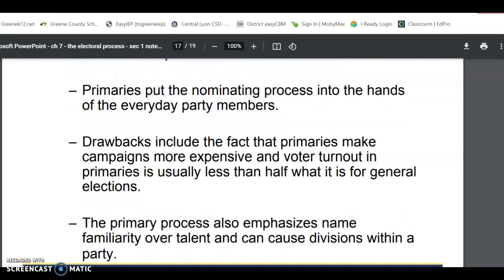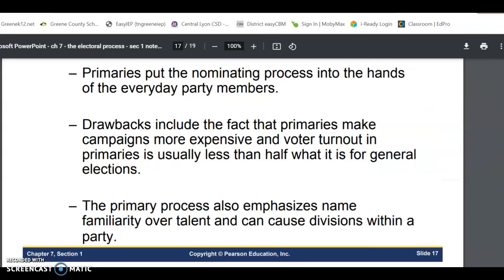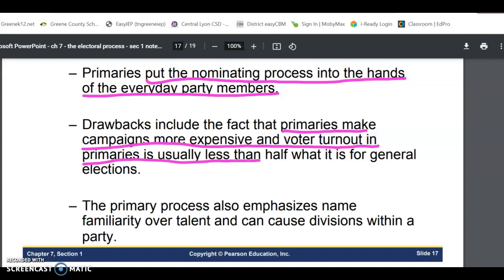So looking at primaries and evaluating them, because it is the most common way to run for a public office. The good thing about them is they put the nominating process into the hands of the everyday party members, the voters. Some of the drawbacks, or the cons, are that primaries make campaigns more expensive, and voter turnout in primaries is usually less than half of what there is for a general election. A lot of people don't vote in primaries. The primary process can also emphasize name familiarity over talent and can cause divisions within a party.